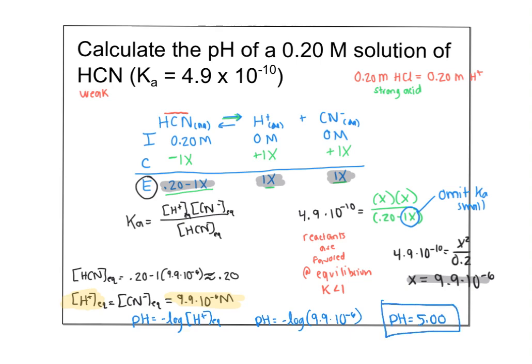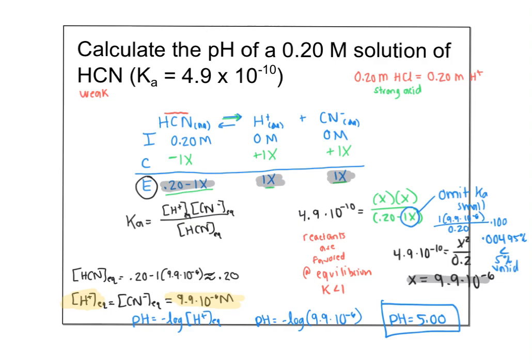Real quick, let's check the 5% rule. So we omitted 1 times x, so we omitted 1 times 9.9 times 10 to the negative 6. What did we omit it from? 0.2. So basically, I need to make sure that when I omitted this x from 0.2, it's less than 5%. So I want to make sure I'm omitting less than 5% of what I started with. And in this case, it is 0.000495%, which is way less than 5%. So we are valid in our omission. We don't have to go and do a quadratic formula.